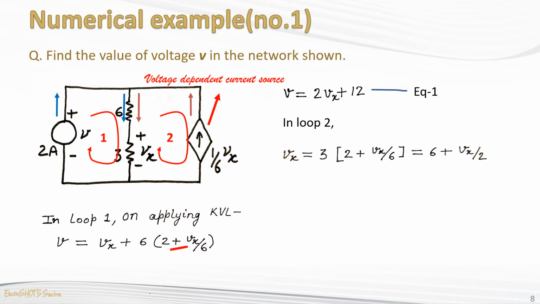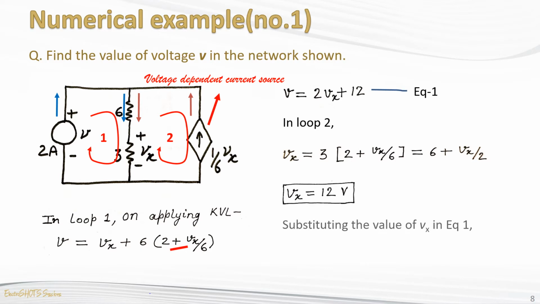Now we can apply the KVL to loop number 1. Here there is a source V and the other two elements are the sink in the first loop, that is the 6 ohm and the 3 ohm resistor. So when we solve, we get an equation which is equation number 1 in this case. If we can find Vx in this equation, you can get the value of V.